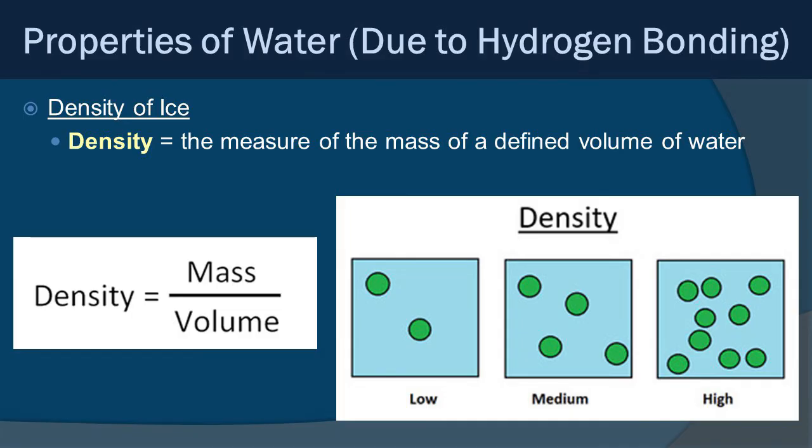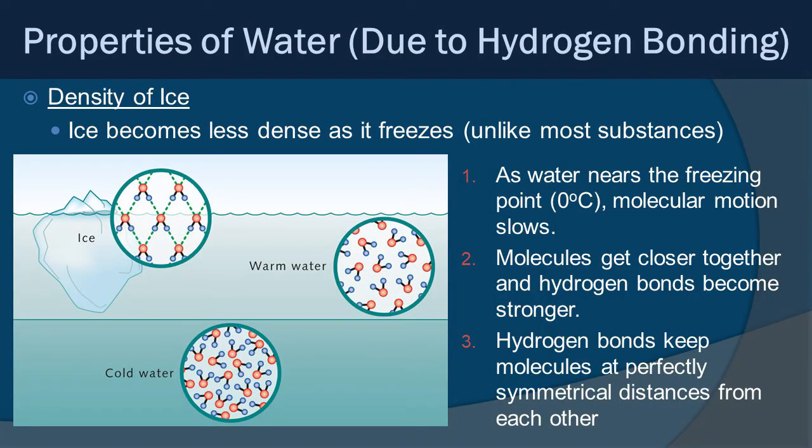That's how it works. Now, for most substances, when you go from a gas to a liquid to a solid, you increase density. That's because molecular motion is decreasing. From a gas to a liquid to a solid, the molecules move slower and slower, and they get closer and closer together. So you have more molecules per unit volume.